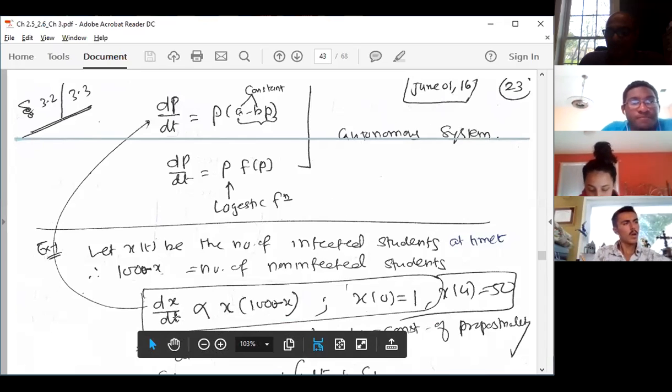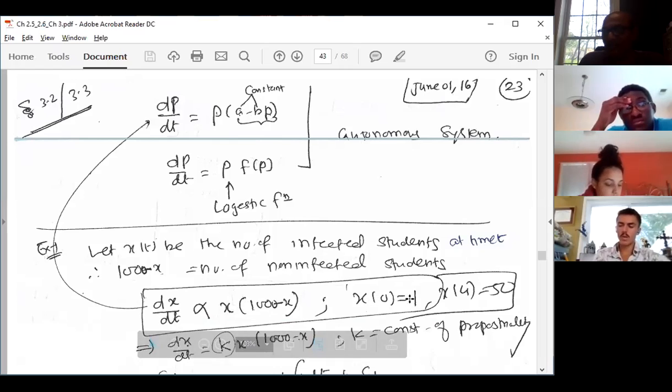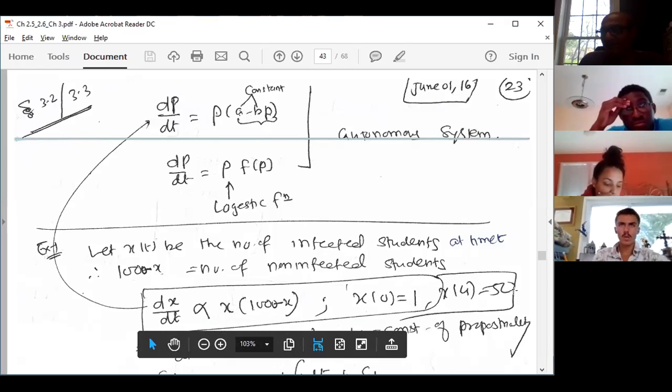The rate of change of the number of infected students at time t is proportional to not only the infected students, but also the non-infected students. So x times how many students are there on the campus? 1,000. So 1,000 minus x are the non-infected students. So it is x times (1,000 minus x). Initially, when all of you come to the campus and only one guy is infected, that means x(0) equals 1. After 4 days, 50 guys are infected. That's what it says, right?